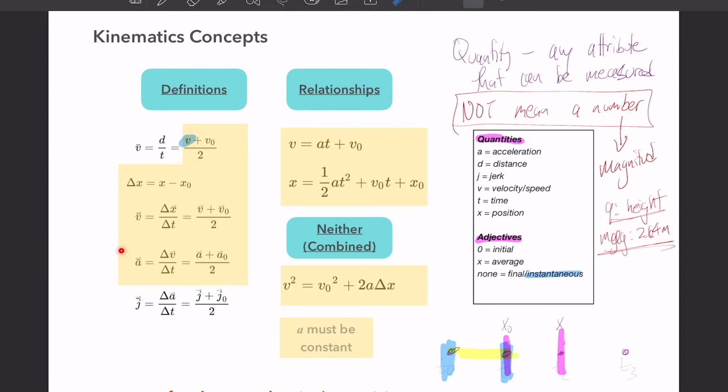So these items highlighted in yellow require constant acceleration. If the acceleration is not constant, we can't use those formulas. Our relationships: one thing that typifies relationships is that they are graphical. You should picture a value of something against time, either position or velocity or acceleration versus time.